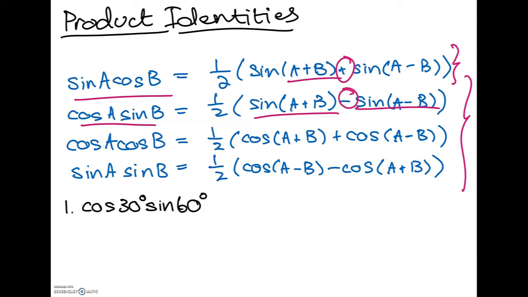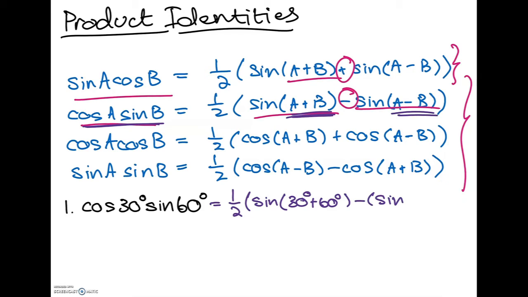Okay, so this is going to be our first example, and we are going to find cosine of 30 degrees times sine of 60 degrees. To do this, we need to use this specific identity because that's the order we're given it in. So it's going to be cosine of 30 times sine of 60 equals 1/2 times sine of A plus B. In this case, A is 30 degrees and B is 60 degrees, minus sine of A minus B, so 30 degrees minus 60 degrees.